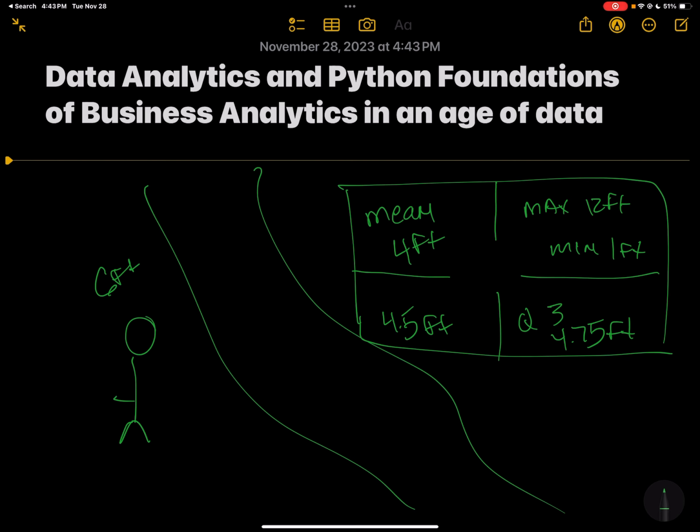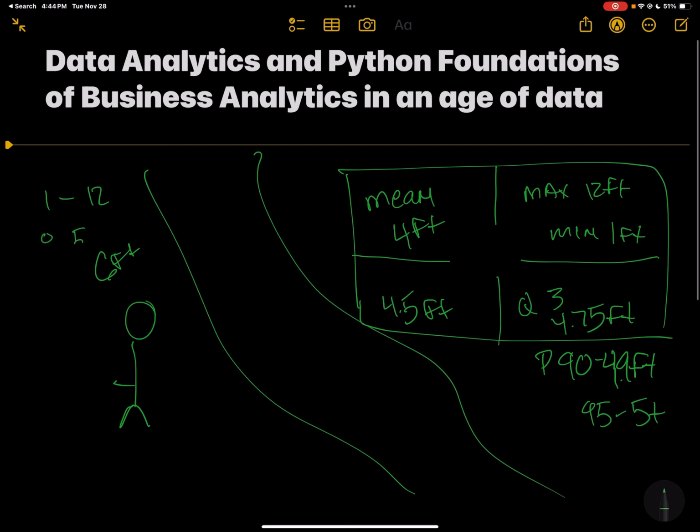And if we said percentile 90 is 4.9 and percentile 95 is 5 feet, right? That would let us know that only 5% of the measured depths are more than 5 feet. So we could probably take that risk, right? If we talk about the percentile 90 is at 4.9 feet, and 95 is at 5 feet. That means most of the values, if we stack them in order from 1 to 12, are between 0 and 5, right?